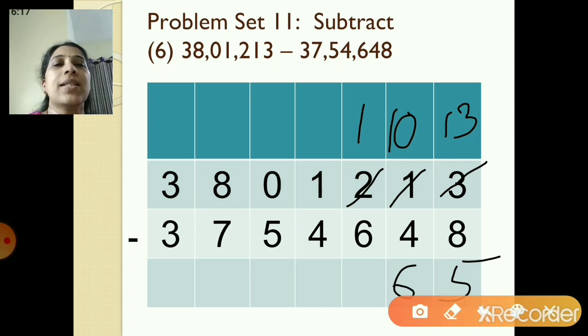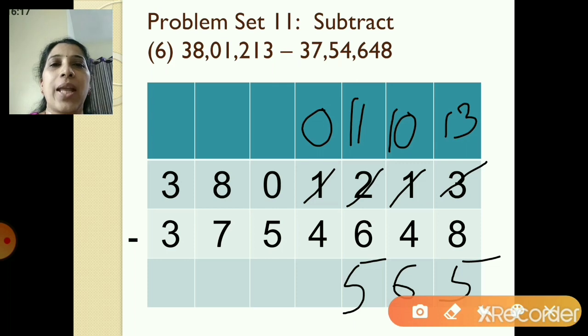Now 1 minus 6, you cannot subtract. So you are going to borrow 1 from the thousands place. So in the thousands place it will become 0. And in the hundreds place it will become 11. So 11 minus 6 is 5. Now 0 minus 4, no, you cannot subtract.